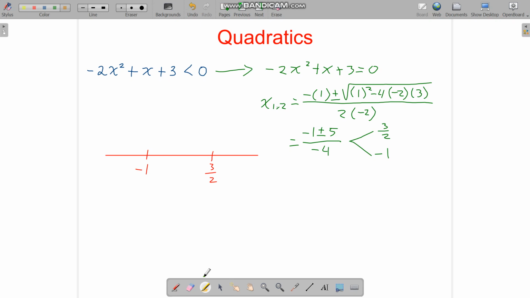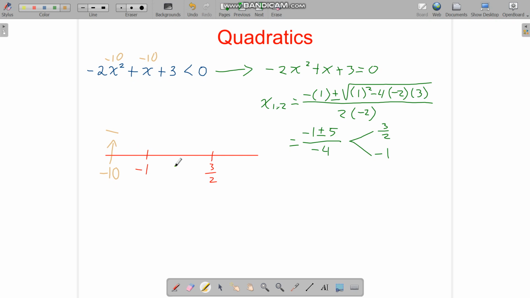The next step is to plug in some random value in each interval. We have left, middle, and right intervals. For the interval on the left, we can plug in any number smaller than minus 1, for example, minus 10. If we replace the x with minus 10, we will get minus 200, minus 10 plus 3, so minus 207, so it's just negative.